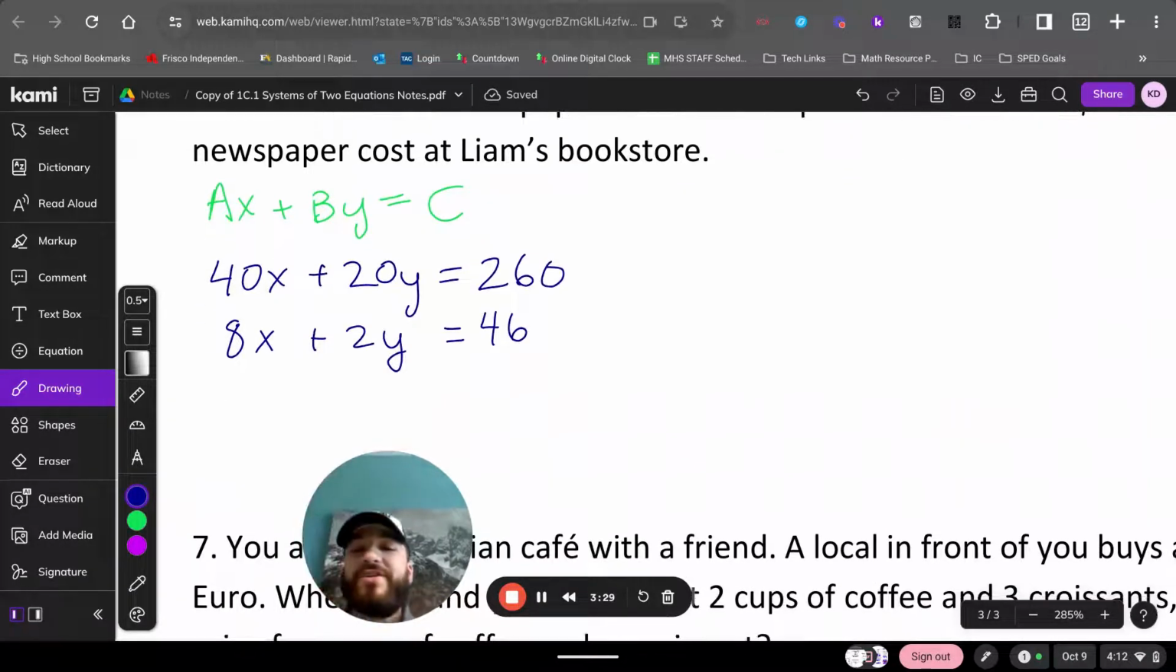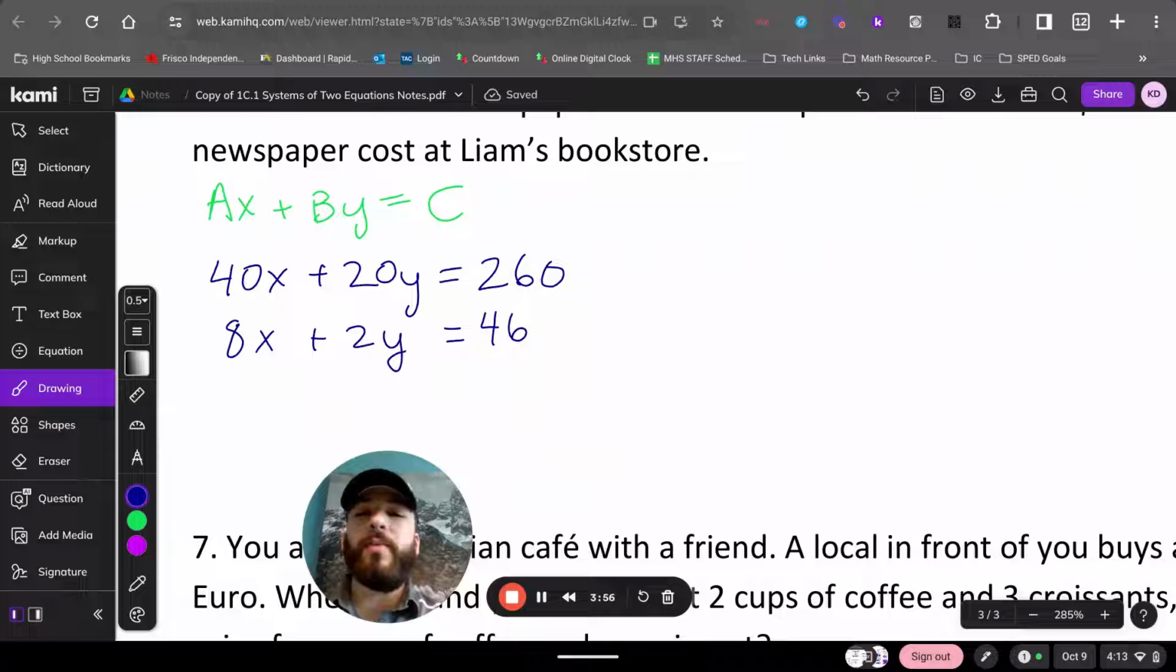All right, so we have our 2 equations, but for elimination to work, we have to have opposite but equal coefficients. So opposite signs, but that same number. So right now we have 40x and we have 8x, we have 20y and we have 2y. So none of our coefficients are the same, and we don't have any opposite coefficients. So I'm going to have to multiply one of these equations by a value.